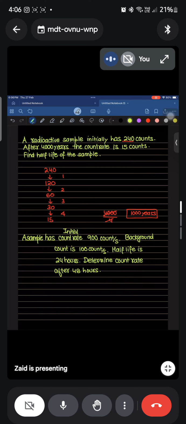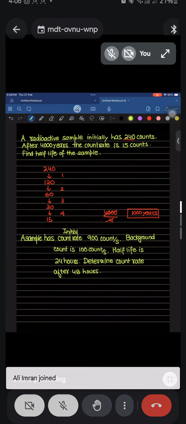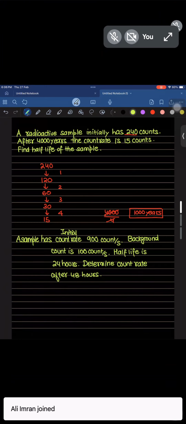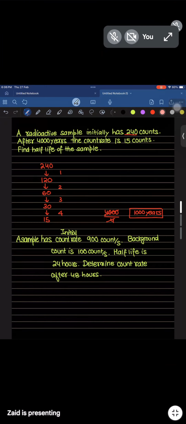Okay. So now the first thing we are going to do is determine how many half-lives there are, like 48 hours and 24 hours. So the number of half-lives is going to be two. Okay, so we've got two half-lives. Now we have to find the count rate after 48 hours. The first thing we are going to do is subtract 100 from 900. So you're going to get 800.